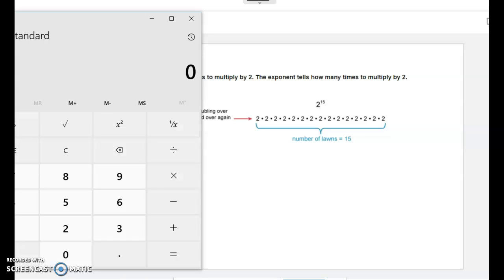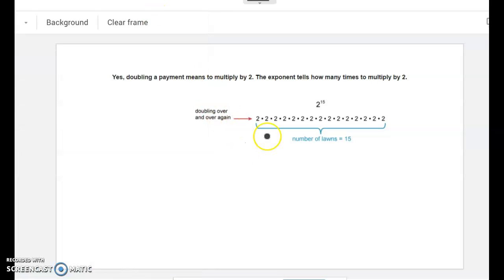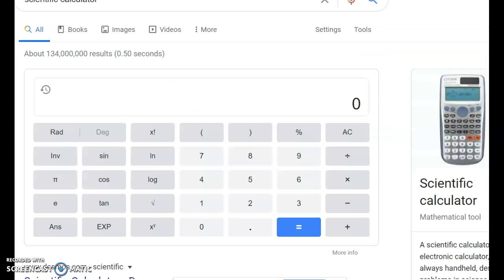So if you just have a regular calculator like this one, you could just keep putting in 2 times 2 times 2 times 2. You could do that. Of course, normally in 6th grade, you won't have 2 to the 15th power, but for some strange reason on Imagine Math, they did. So what I would suggest doing is getting a scientific calculator. And so if you don't have a scientific calculator, you can Google one, look for an app on your phone, or if you have one at home.